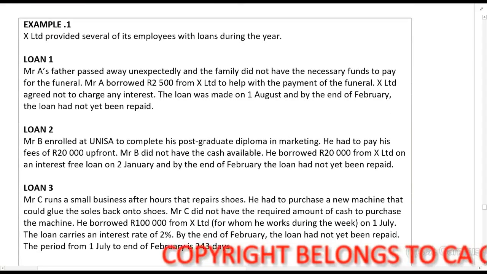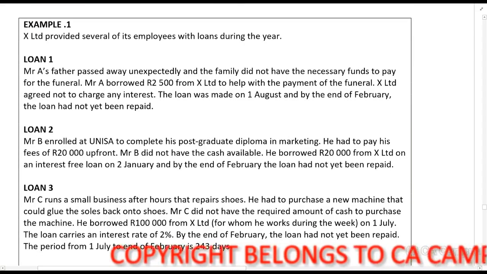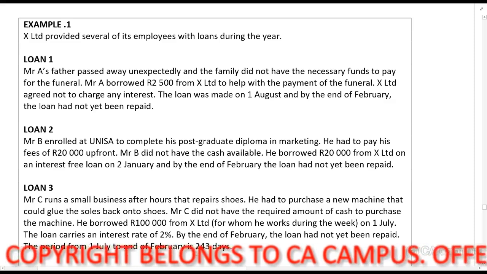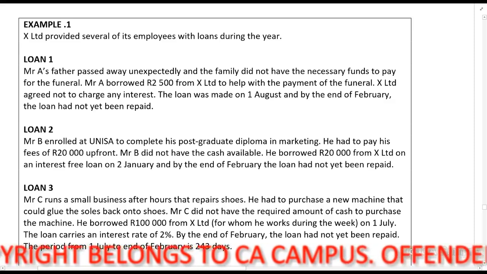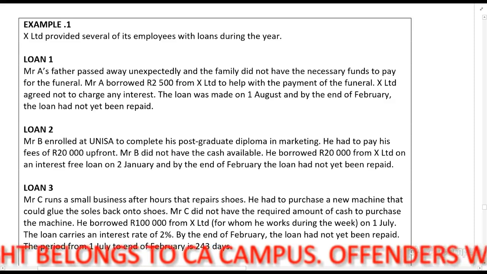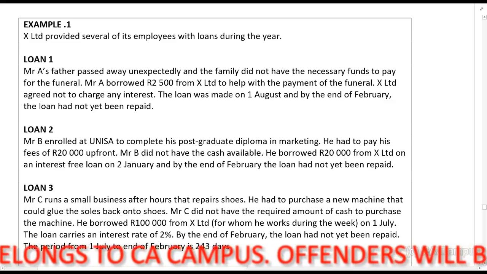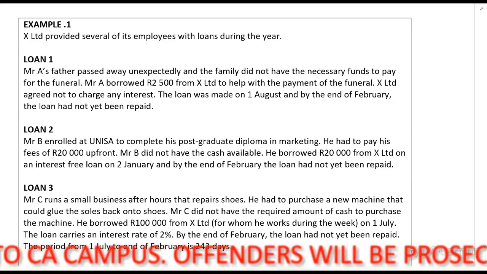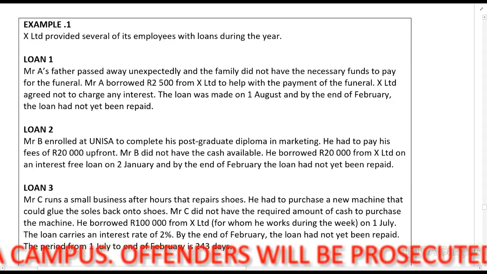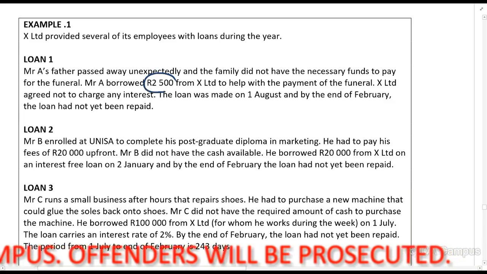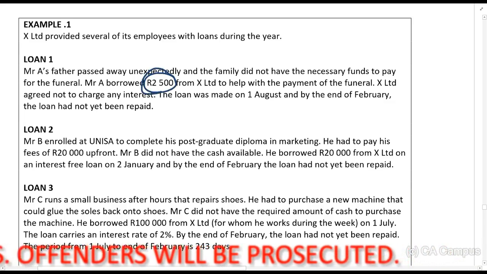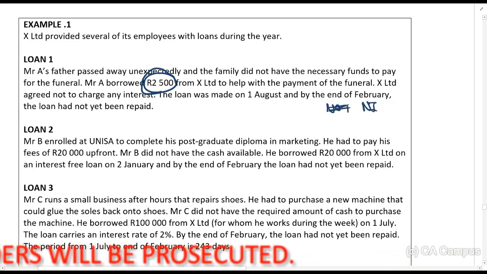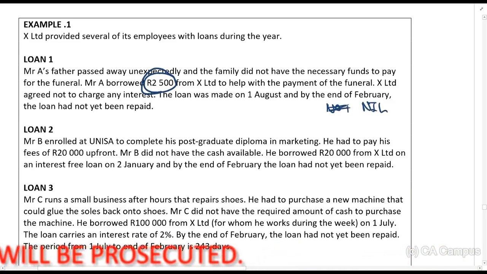Loan 1: Mr. A's father passed away unexpectedly and the family did not have the necessary funds to pay for the funeral. Mr. A borrowed R2,500 from X Limited to help with the payment of the funeral. X Limited agreed not to charge any interest. The loan was made on the 1st of August, and by the end of February, the loan had not yet been repaid. So, what is the equivalent here, guys? What you need to see is that R2,500 is less than R3,000, so there is a null fringe benefit value here.